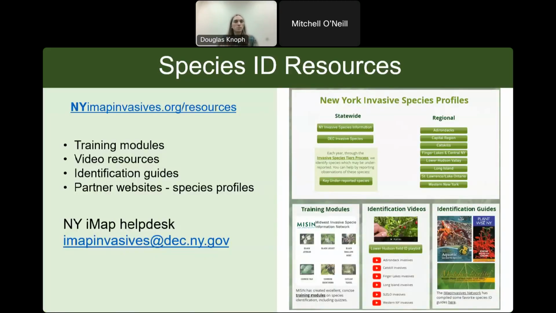If you are looking for more specific species identification resources to learn more about the species that might be common in your area, we do have a page dedicated for these resources, newyorkimapinvasives.org/resources. We have training modules, different videos, identification guides. We have links to the different PRISM websites. All of these PRISMs will have specific species profiles for some of the most common species within that region. Again, if you're looking for any sort of specific resources and you're having difficulty finding them, you can reach out to us directly and we can help you find what you're looking for.